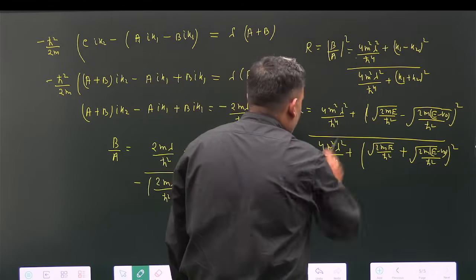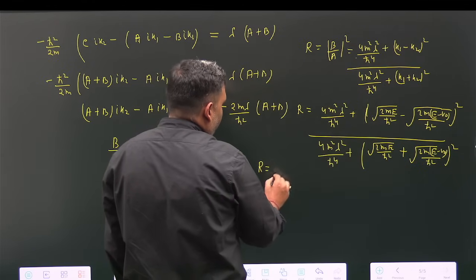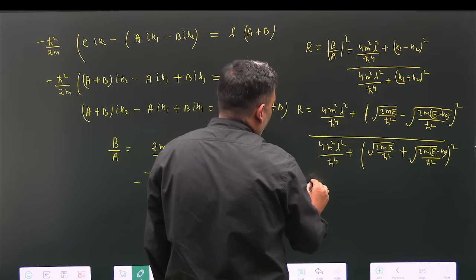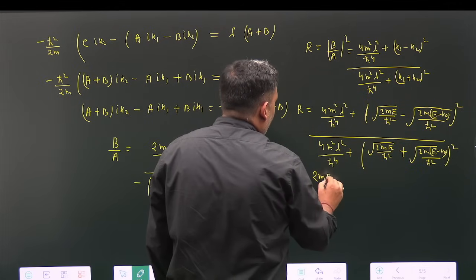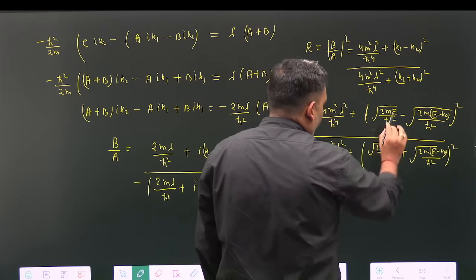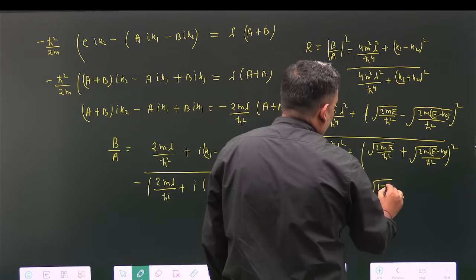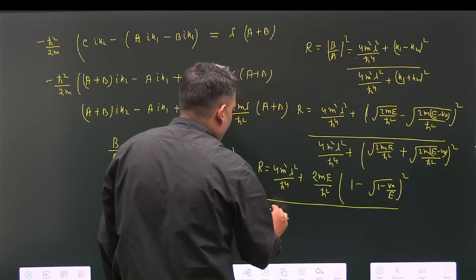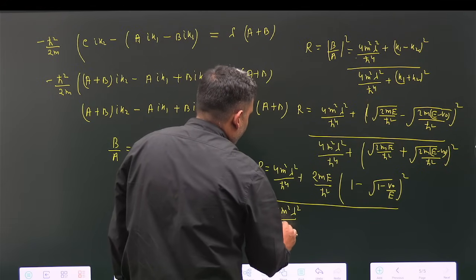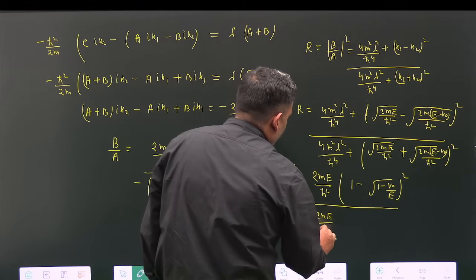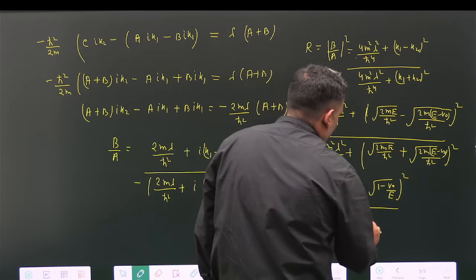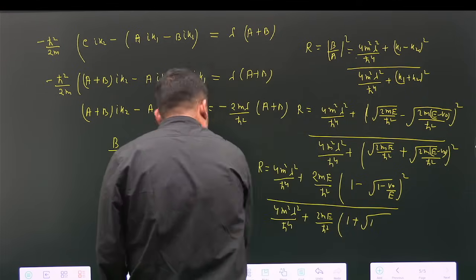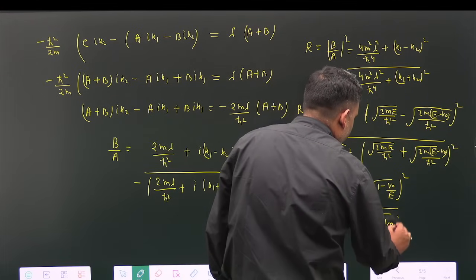So when we go for this approximation, we have R equal to 4m²λ²/ħ⁴, and we take root under 2mE common, so the square is there, so we have 2mE/ħ² outside, and we have [1 minus root under (1 minus V0/E)] whole square. In the denominator we have 4m²λ²/ħ⁴ plus 2mE/ħ² times [1 plus root under (1 minus V0/E)] whole square.